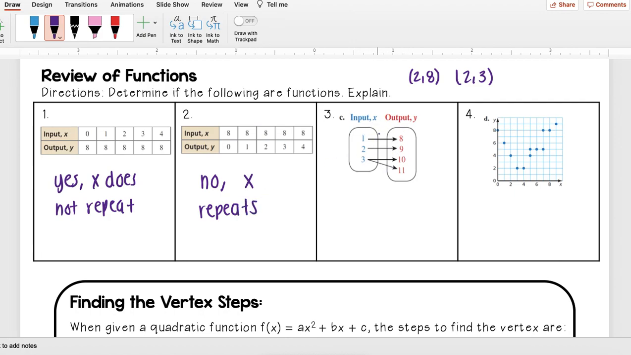Okay, and then I also have this diagram. So this is saying for my input, my 1, it goes to 8. 2 goes to 9, but I see that my 3 is going to 10 and it's going to 11. So if I were to write this as points, that would mean that I would have (3, 10) and (3, 11). So this one is going to be no. That's because an input has more than one output.